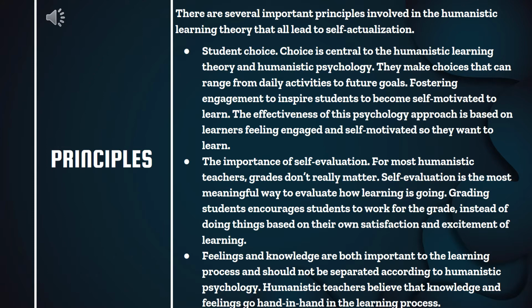choose. Next is fostering engagement to inspire students to become self-motivated to learn. So the effectiveness of this method is based on learners feeling engaged and self-motivated, so they want to learn. So humanistic learning relies on educators working to engage students, encouraging them to find things they are passionate about, so they are excited about learning.